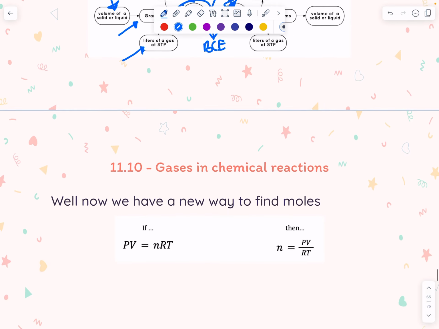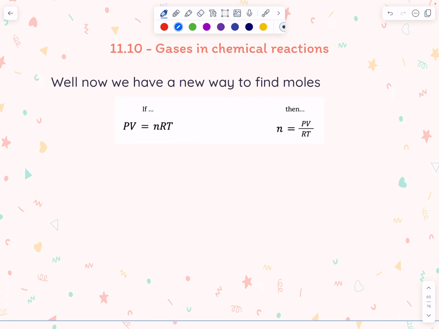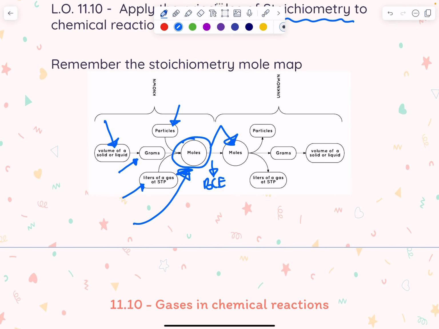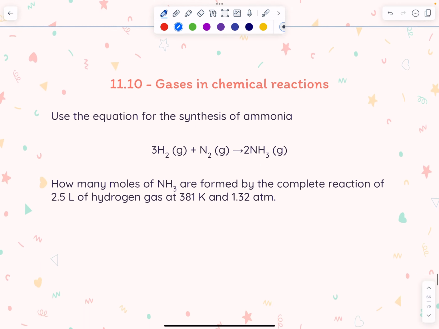But what we know now is a new way of finding moles, that we don't have to just do gas at STP, standard temperature and pressure. We can do gas at any pressure, at any temperature, because we can always get number of moles and then use that to either find pressure, volume, or temperature, or use pressure, volume, and temperature to find number of moles. So basically what we're doing is finding a new way to get to here, or something new to do after we have moles of product.